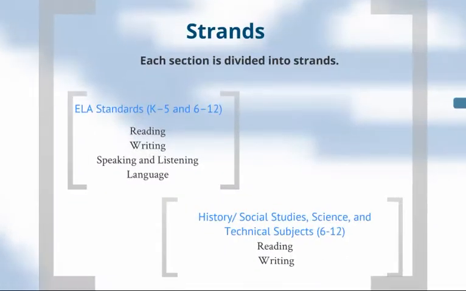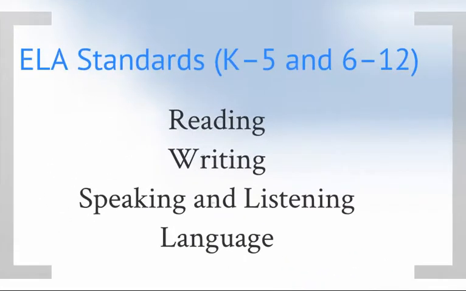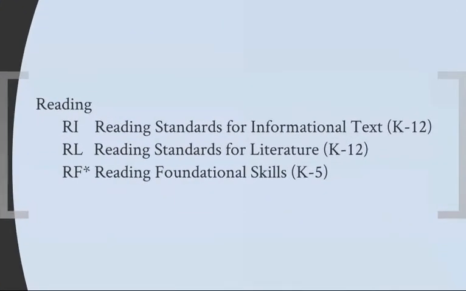Each section is divided into strands. The K-5 and 6-12 English Language Arts standards have reading, writing, speaking and listening, and language strands. The reading strand has two components: reading informational texts and reading literature. Additionally, in grades K through 5, there are reading foundational skills standards. Note the abbreviations RI, RL, and RF. These will be used to name the standards.